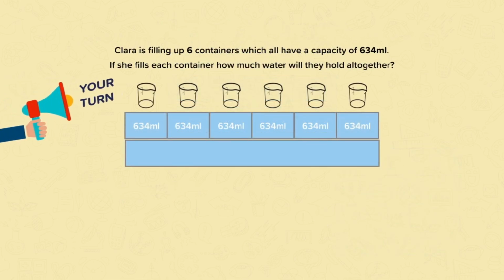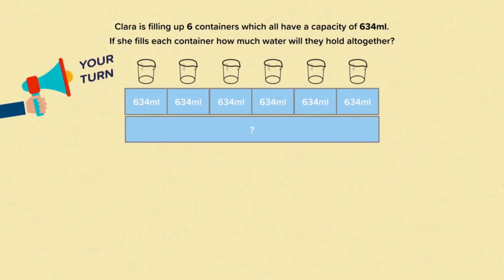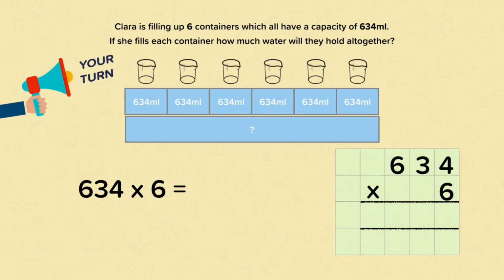Now it's your turn. Clara is filling up 6 containers which all have a capacity of 634 millilitres. If she fills each container, how much water will they hold altogether? Pause the video and have a go. Now let's check the answer. So you should have done 634 times 6 and set it out like this.